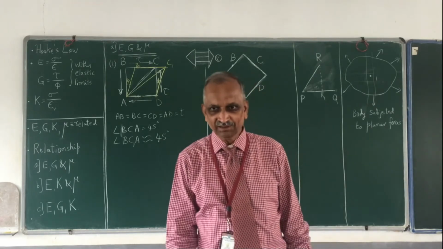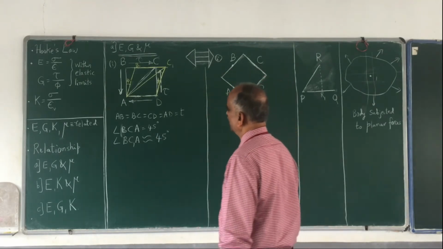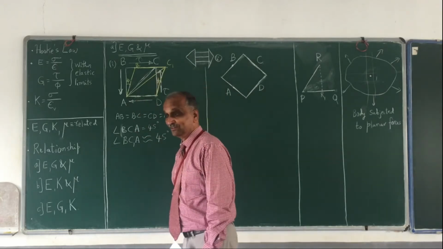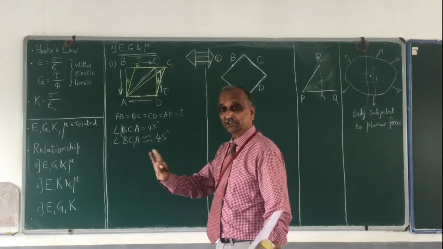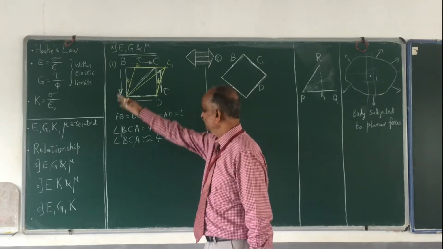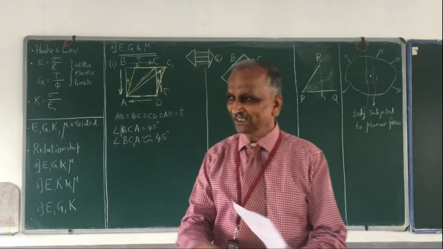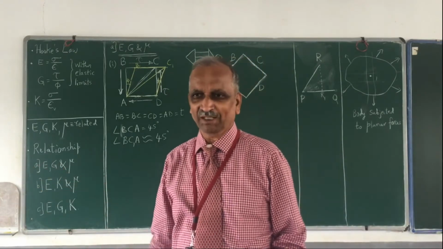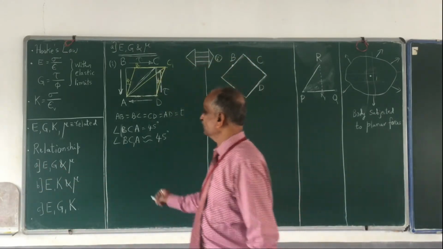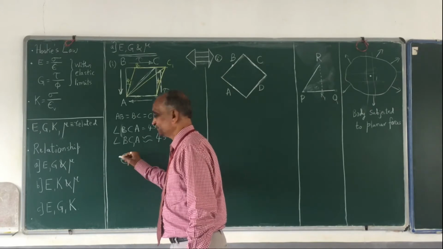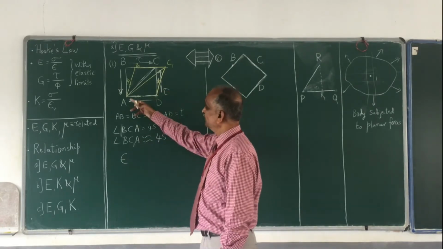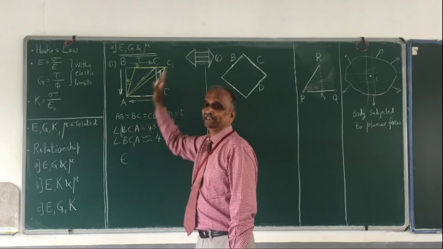Please remember that. Now I want to find out the normal strain. What is normal strain? The change in the dimension divided by the original dimension. So I want to find out the epsilon, normal strain, in what direction? Along the diagonal.